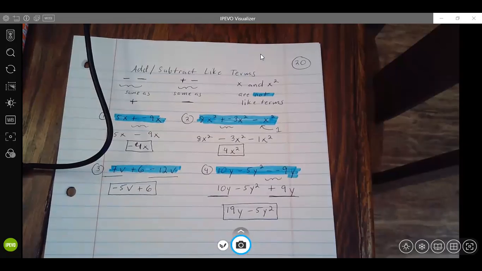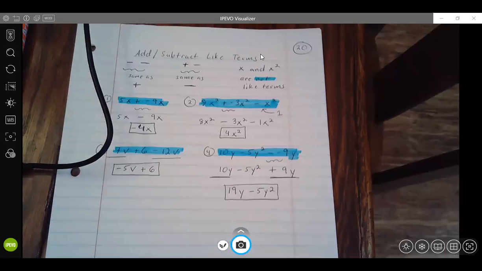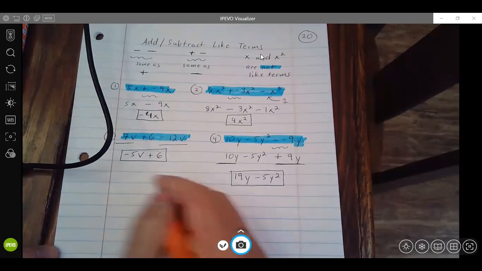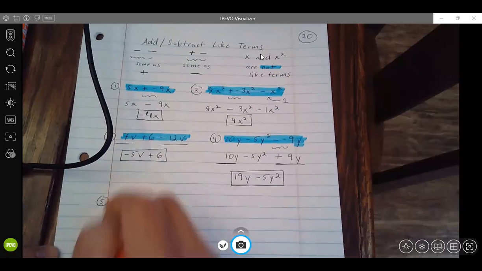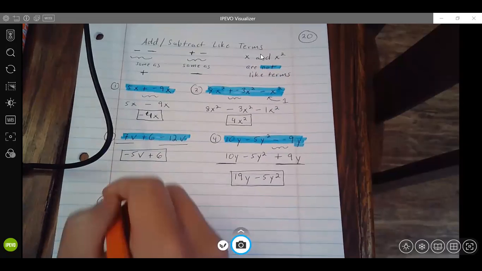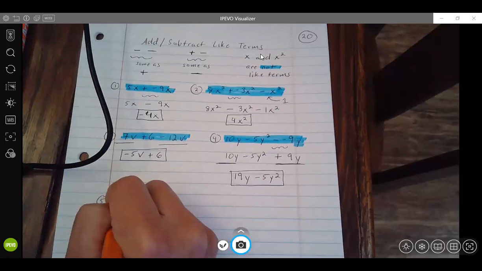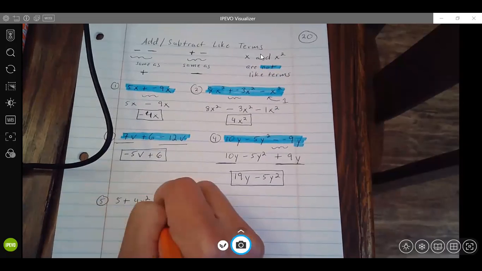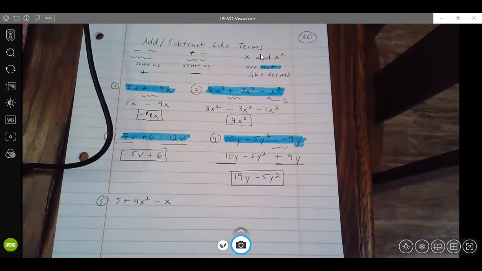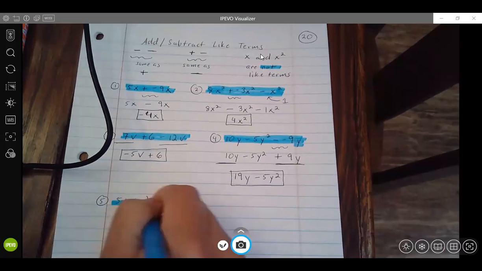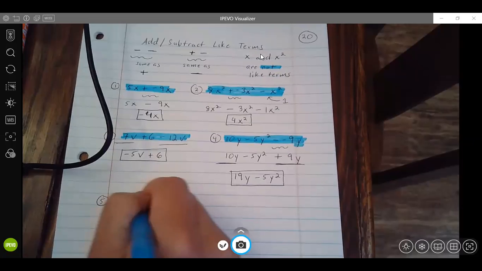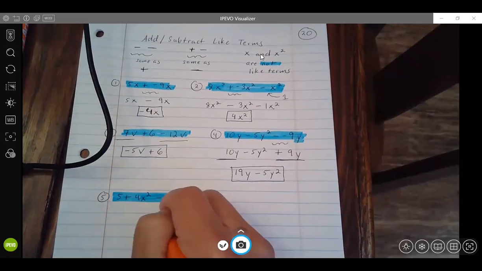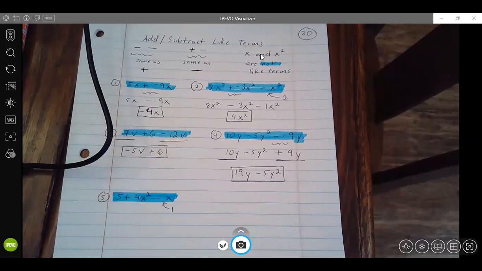Okay, all right, so I have 3 more for you. The first one you'll definitely see, and it always trips students up. So let me write down this one, number 5: 5 plus 4x squared minus x. And in front of that minus x, there is a minus 1x. So there's a 1 in front of that x.